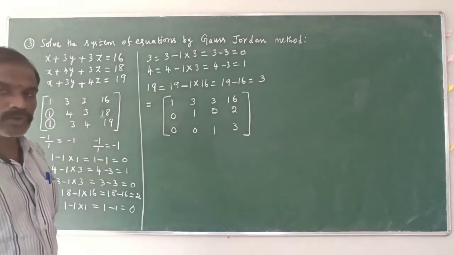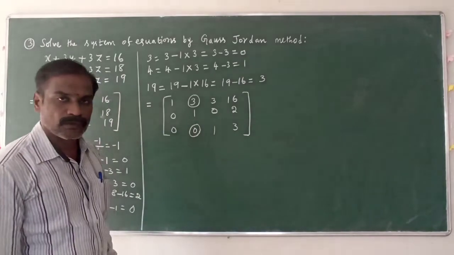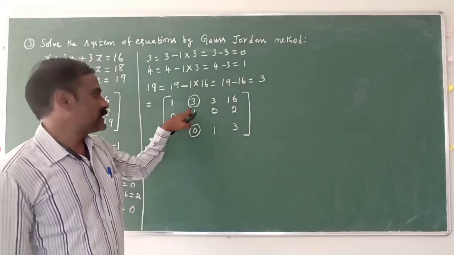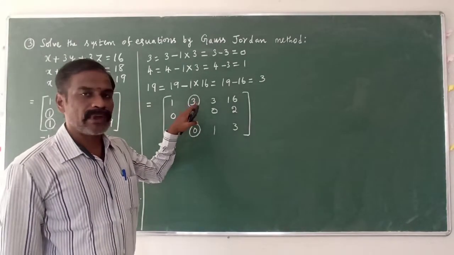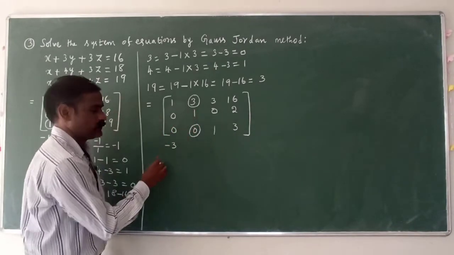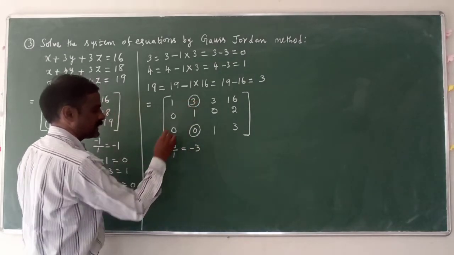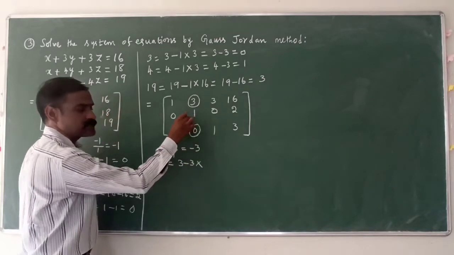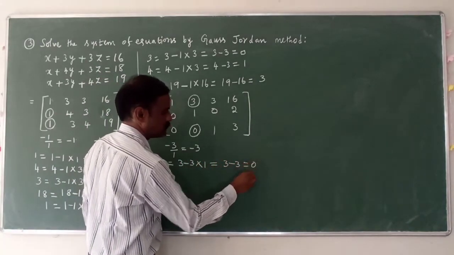And in step number 2, we have to make these two coefficients 0. Here row 3 is already 0, so no need to change it. Only row 1 second column needs to be made 0. For that we take minus 3 divided by row 2 value 1, equal to minus 3. Now 3 minus 3 into the corresponding row 2 value 1, so 3 minus 3 equal to 0.